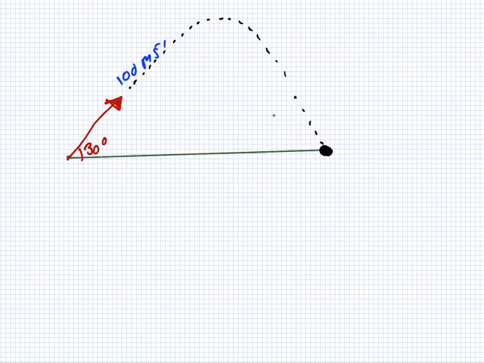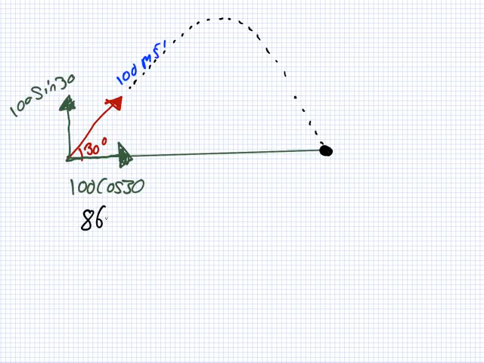So what is going to be on the ground? What is this vector? Do you remember how to calculate this? This is cos, so this is 100 cos 30, and then this one here is 100 sine 30. What is 100 cos 30? It's 86.6 meters per second, and then 100 sine 30 is 50 meters per second.